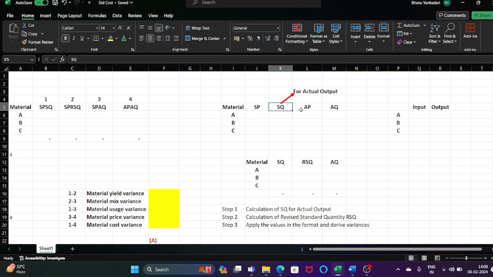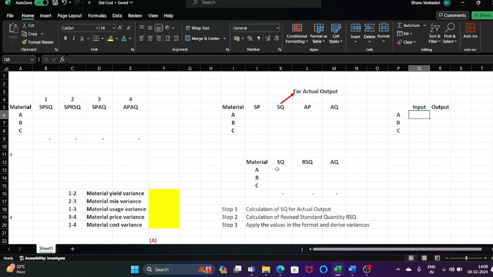Here SP, SQ, AP, AQ. These figures you will take straight from the question. SP is standard price per unit, AP is actual price per unit. AQ is the total actual quantity consumed. SQ, this you will calculate: standard quantity for actual output. This is very important. It will be calculated based on your input-output ratio, which will be given in the examination question.